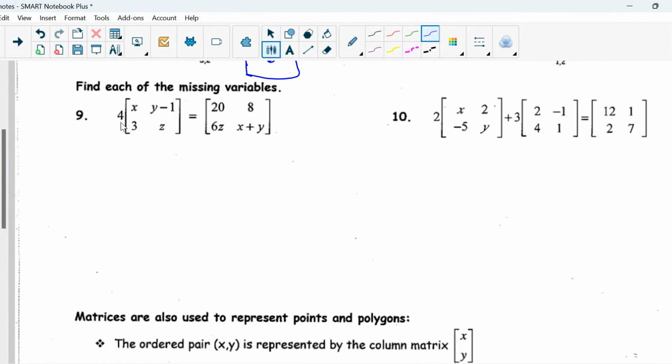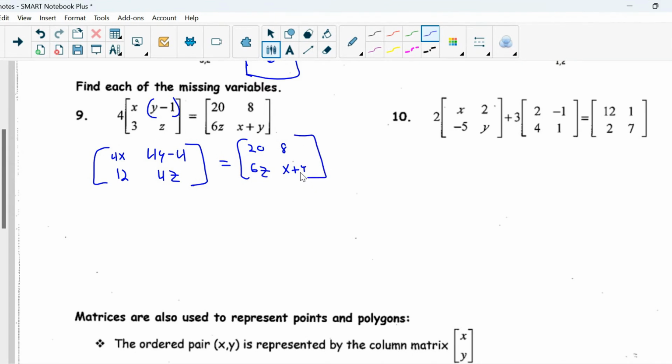So let's start by multiplying our scalar multiplication. So we have 4 times x, just gives us 4x, 4 times y minus 1. Remember, when you have multiple elements, you would have to distribute. That'd be 4y minus 4, 4 times 3, which is 12, 4 times z, which is 4z. And that equals our other matrix, 28, 6z, x plus y.